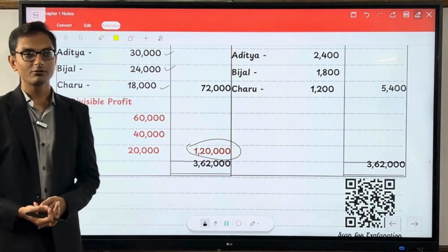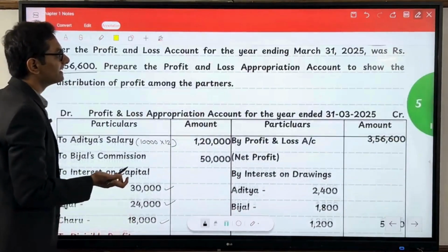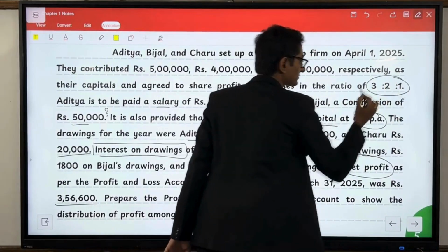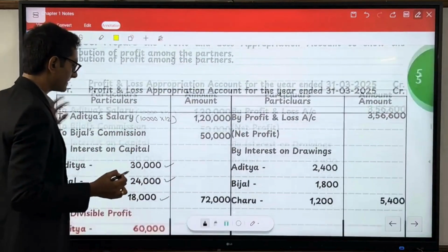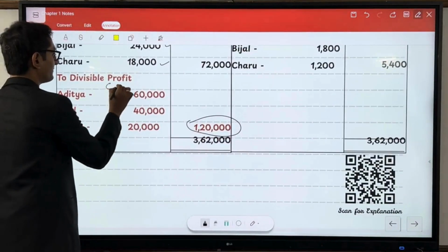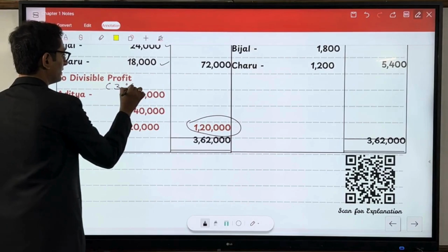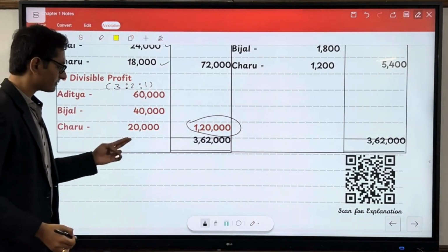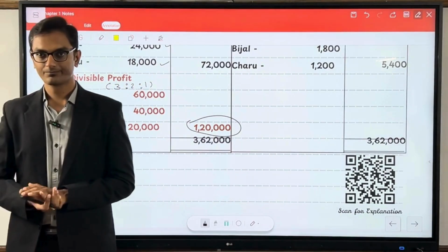Now this 1,20,000 will be distributed between the partners in their agreed ratio, which is given in the question as 3:2:1. So we have to divide the divisible profit in 3:2:1. It comes to 60,000, 40,000 and 20,000. Thank you.